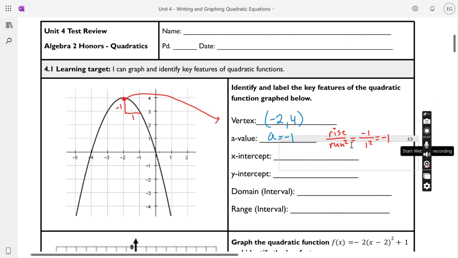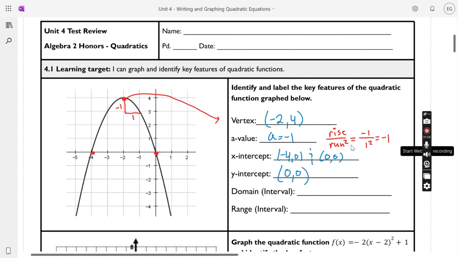Again, these other key features are pretty easy to see. We see that we have x-intercepts at -4, 0, and 0, 0. Since we got an x-intercept at the origin, we know that it also intercepts the y-axis there. So we got y-intercept at 0, 0.